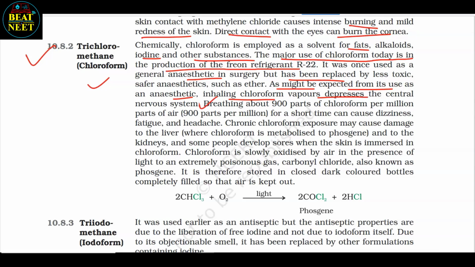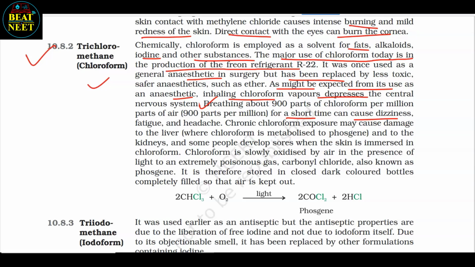Breathing about 900 parts of chloroform per million parts of air for a short time can cause dizziness, fatigue, and headache. Chronic chloroform exposure may cause damage to the liver, where chloroform is metabolized to phosgene, and to the kidneys, and some people develop sores when the skin is immersed in chloroform.